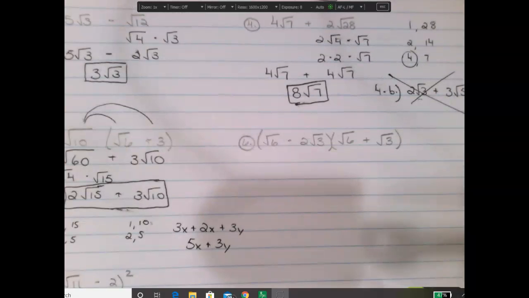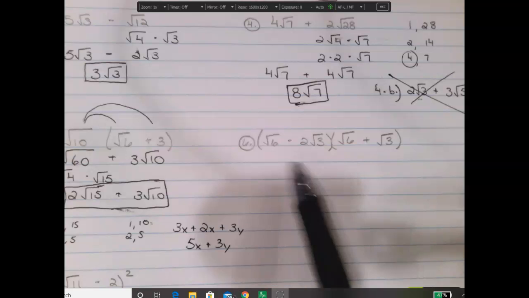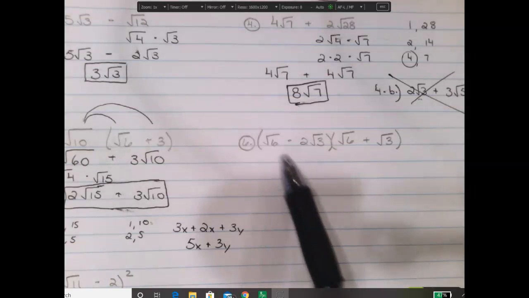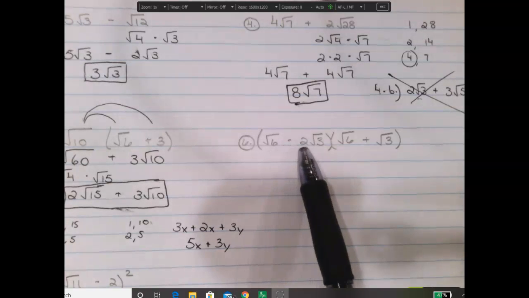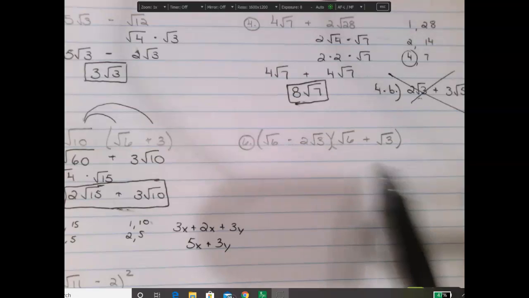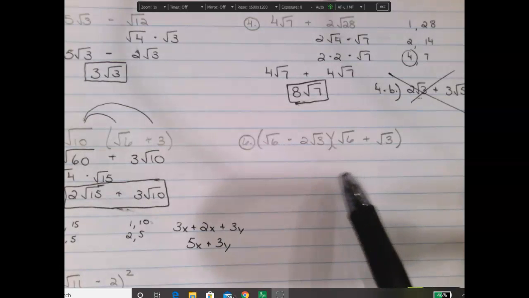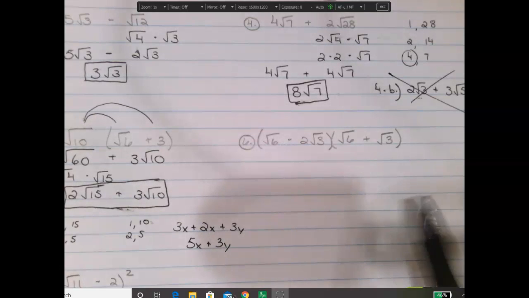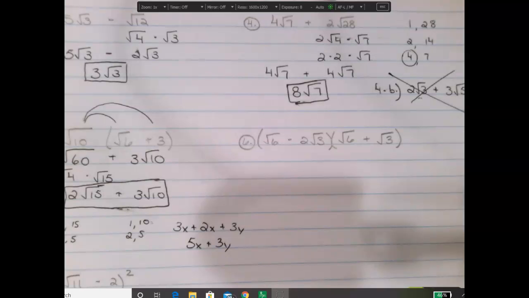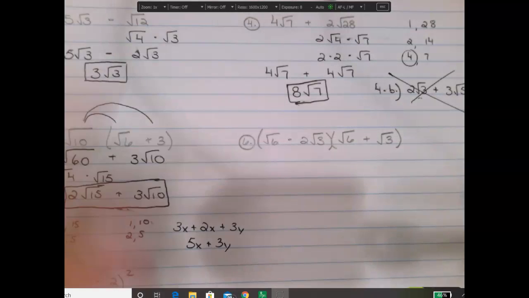All right, let's move ahead to number 6. This time I've got 2 sets of quantities, 2 parentheses. The one on the left reads radical 6 minus 2 radical 3. The one on the right reads radical 6 plus radical 3. This should look very familiar to you. There was a certain acronym that we used to solve these types of problems, and hopefully you haven't forgotten it. We called this FOIL.